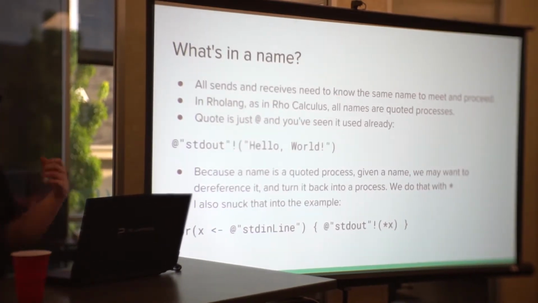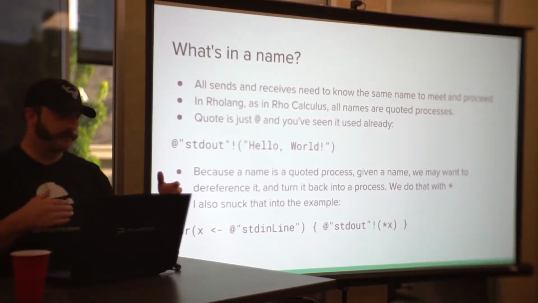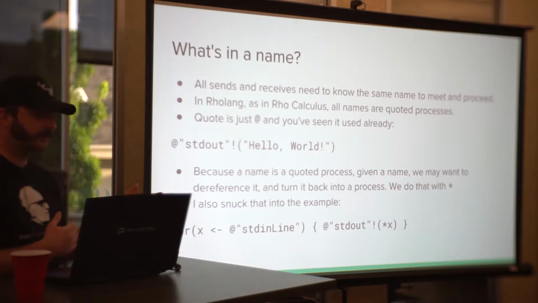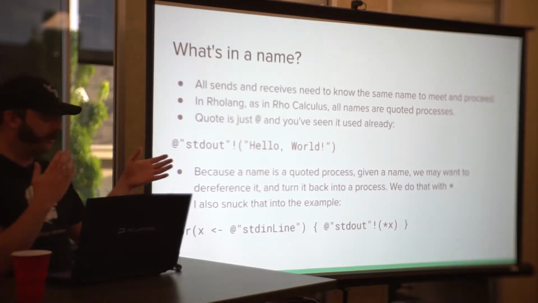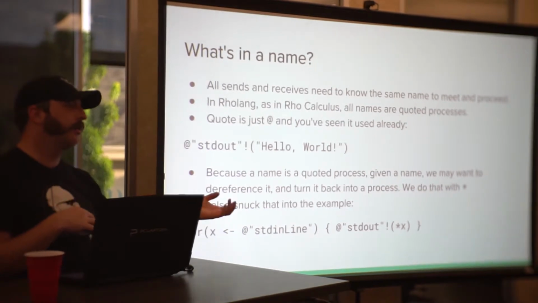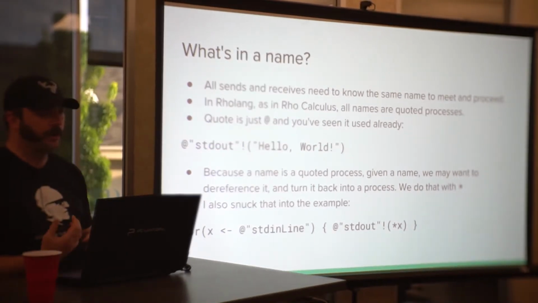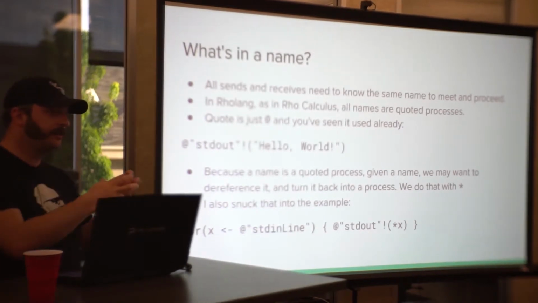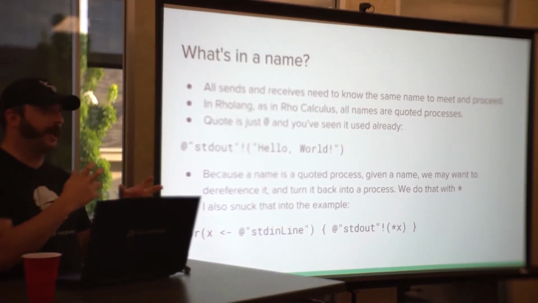All right. Like I said, all of the computation in Rholang occurs because of sends and receives, and sends and receives require names either to send on or to listen on, and the names need to be the same in order for something to happen.